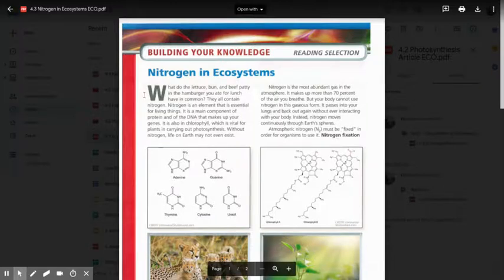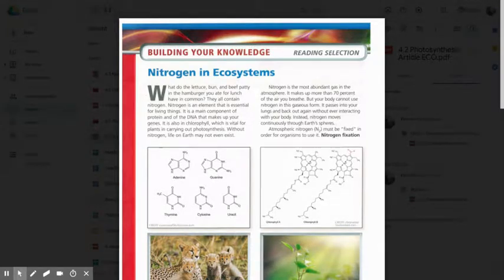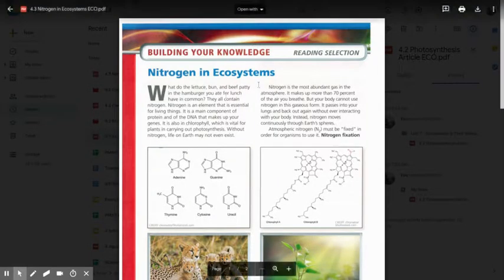What do the lettuce, bun, and beef patty in the hamburger you ate at lunch have in common? They all contain nitrogen. Nitrogen is an element that is essential for living things. It is a main component of protein and of the DNA that makes up your genes. It is also in chlorophyll, which is vital for plants in carrying out photosynthesis. Without nitrogen, life on Earth may not even exist.